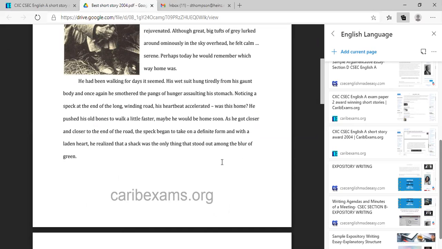Noticing a speck at the end of the long winding road, his heartbeat accelerated. Was this home? He pushed his old bones to walk a little faster. Maybe he would be home soon. As he got closer and closer to the end of the road, the speck began to take on a definite form. With a laden heart, he realized that the shack was the only thing that stood out among the blur of green.